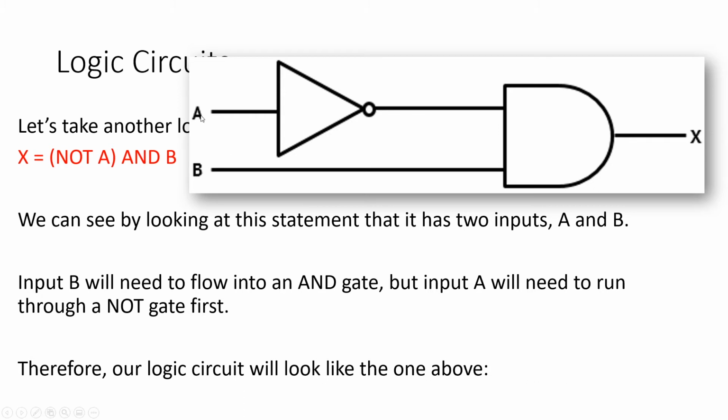Do the NOT A first, so here's your input A, getting NOTed, excuse my French. It goes through into the AND gate with the input B.